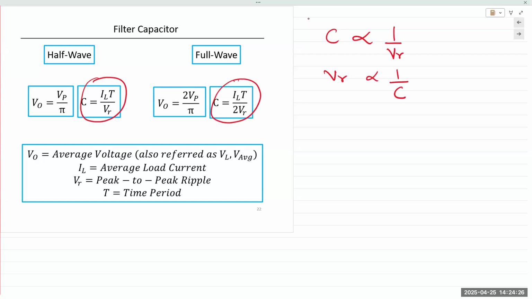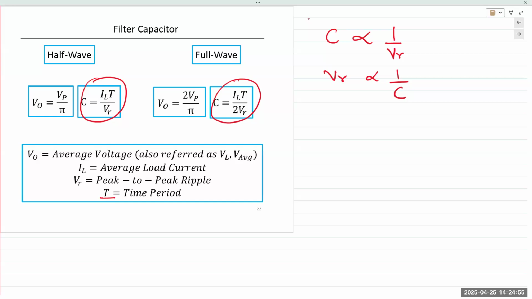T is the time period. Obviously, if the waveform is switching far slower, it's going to affect the discharging of the energy. So T refers to the time period. IL is the average load current, or the load current flowing in there, which is affected by the value of the load resistor.